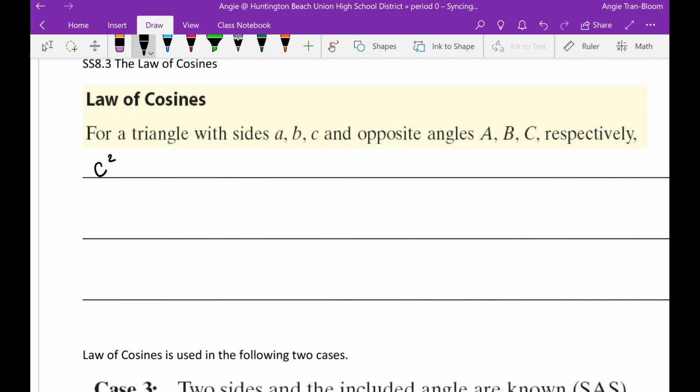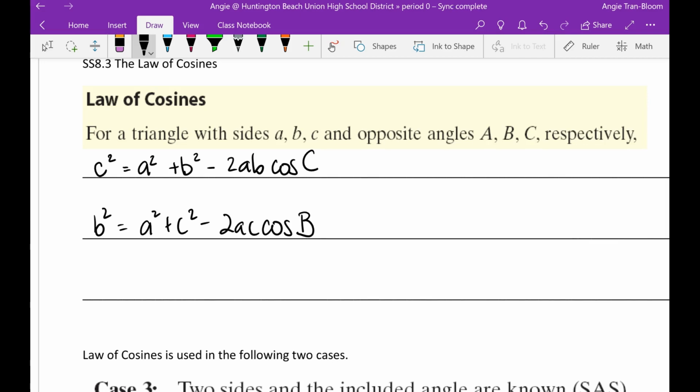C squared, which is, by the way, just a leg. It's not a hypotenuse because it's not a right triangle. C squared equals A squared plus B squared minus 2AB cosine of C. Then you can do the same thing for B squared and A squared. So B squared equals A squared plus C squared minus 2AC times cosine of angle B. Okay, and the same thing for A. So A squared equals B squared plus C squared minus 2BC cosine of angle A.